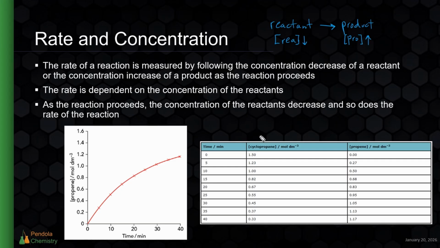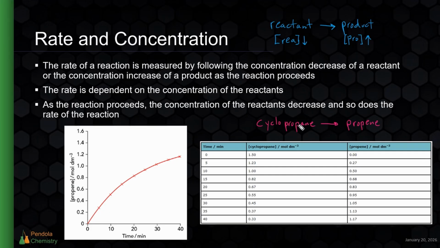Cyclopropane breaks down into propene. I'm not going to go into the specifics of the chemicals because we haven't covered organic chemistry yet, but let's keep the names here. So cyclopropane breaks down into propene. So propene is a product and cyclopropane is a reactant.